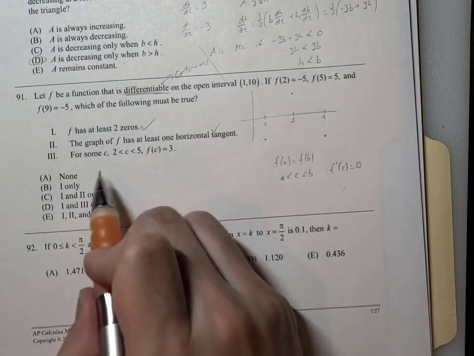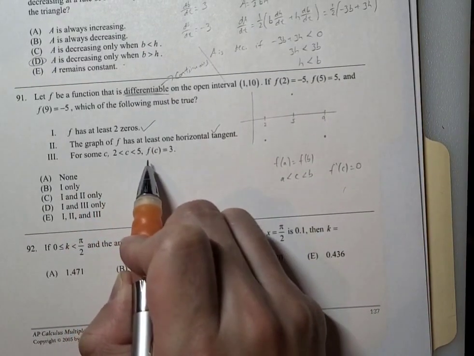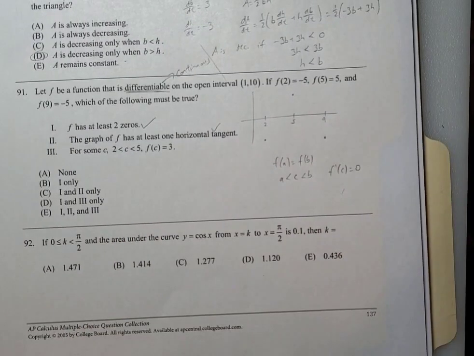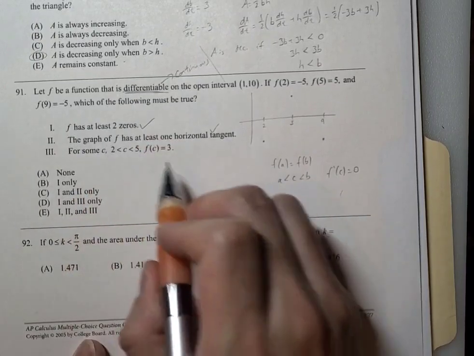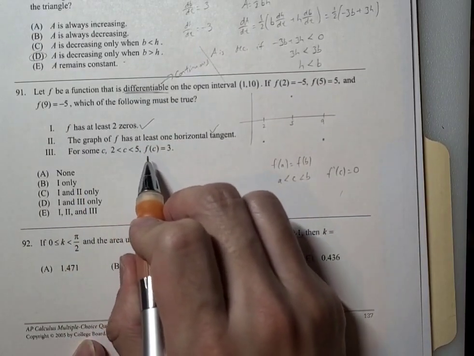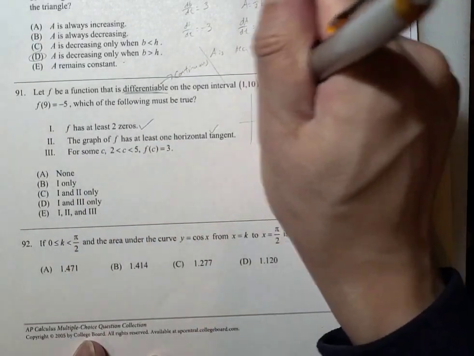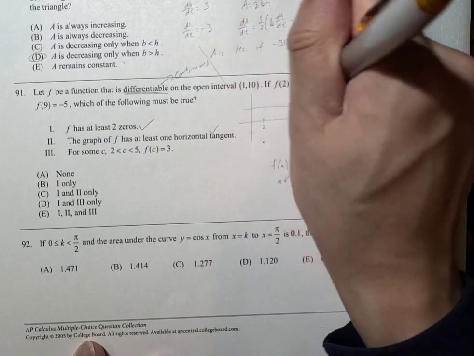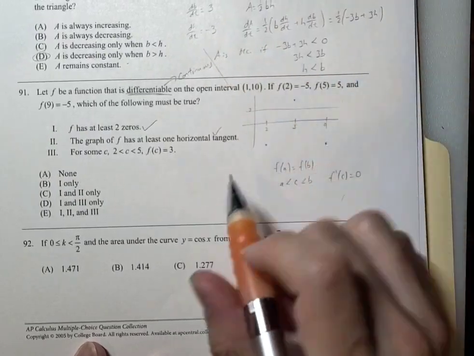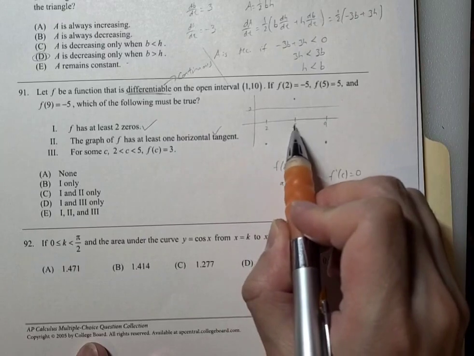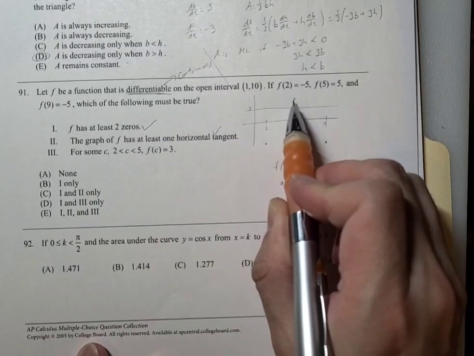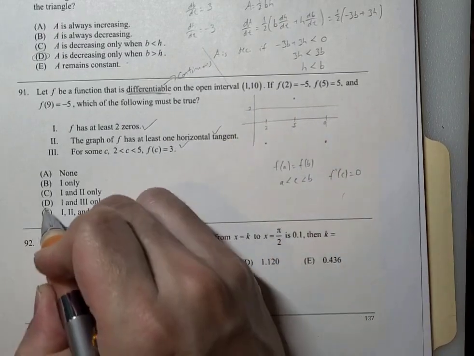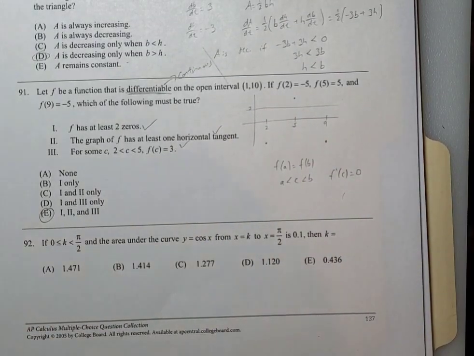And finally, for some C between 2 and 5, f of C is 3. This is testing, once again, intermediate value theorem, like this one did, okay? F of C is 3. Where is y is 3? It's somewhere here, right? Let's say this is 3, okay? Between 2 and 5, once again, since it's continuous, it eventually has to cross this line to get to this point. So this is good also. So all of them are true.